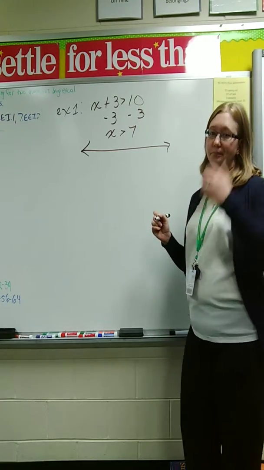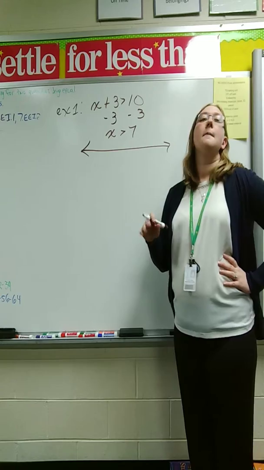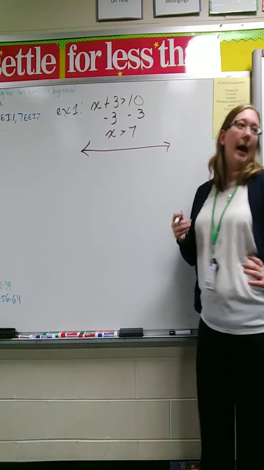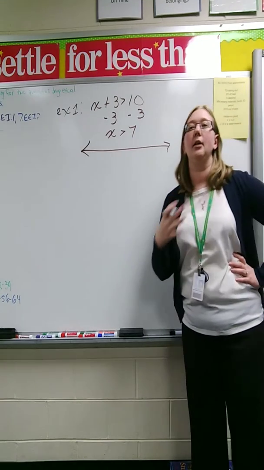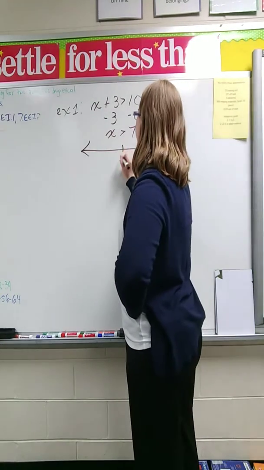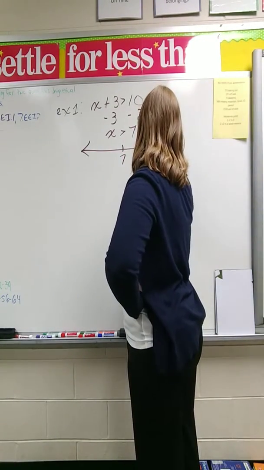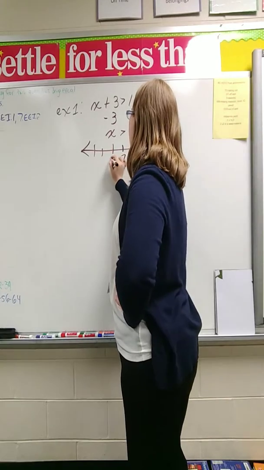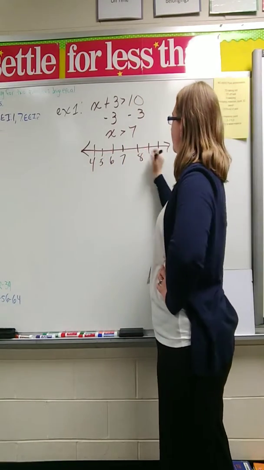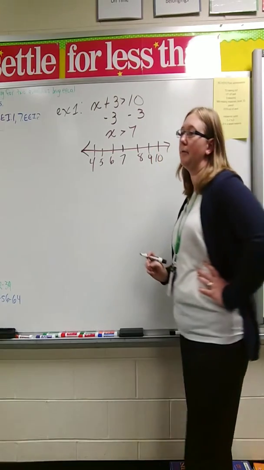Alright, so if I have the inequality that x is greater than 7, I'm going to put 7 or some quantity close to that in the middle of my number line. I'm going to use 7. And I'm going to draw and put a couple numbers below and a couple numbers greater.